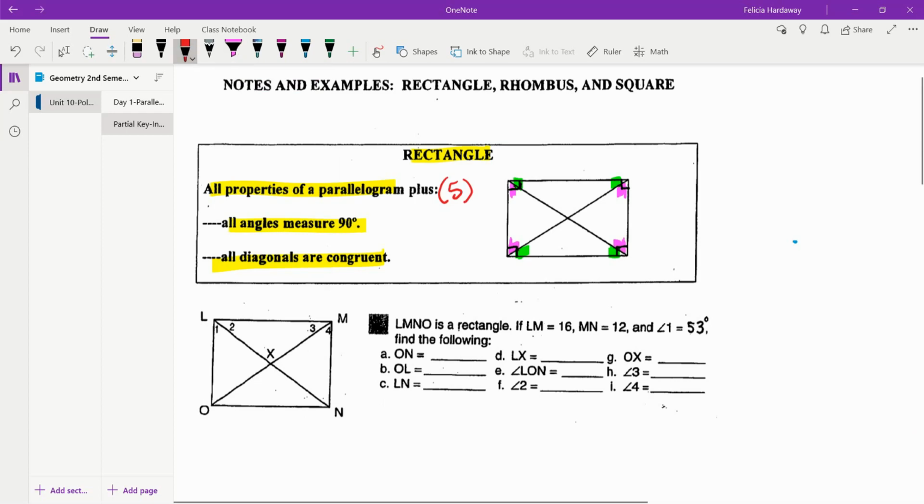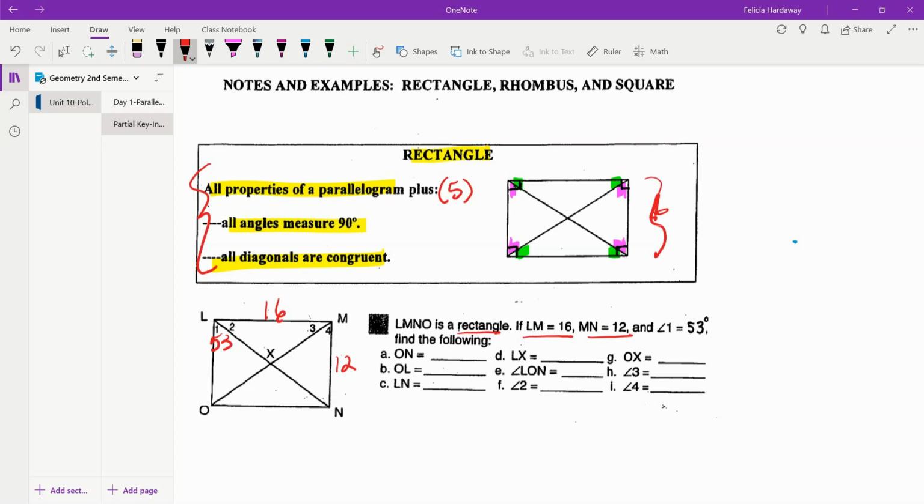Now, your first question is asking you to take this given information, the fact that it's a rectangle, so it has all these properties and this relationship here, and label the given. It says LM is 16, so we can put the 16 here, and MN is 12, we can put the 12 there, and then they give us angle 1, which is 53, so we can put the 53 in there.